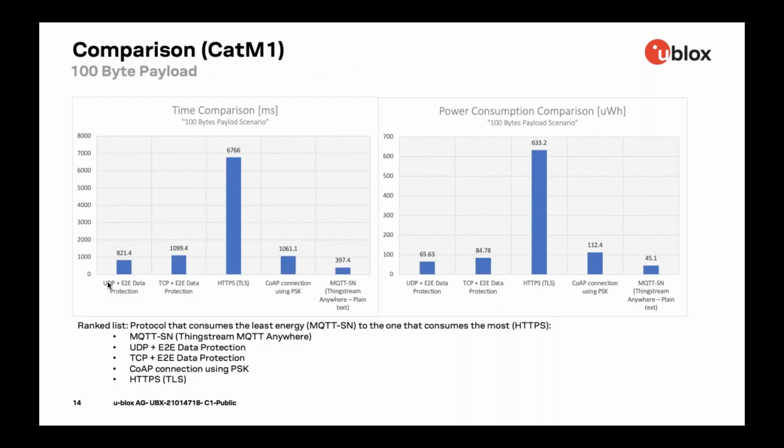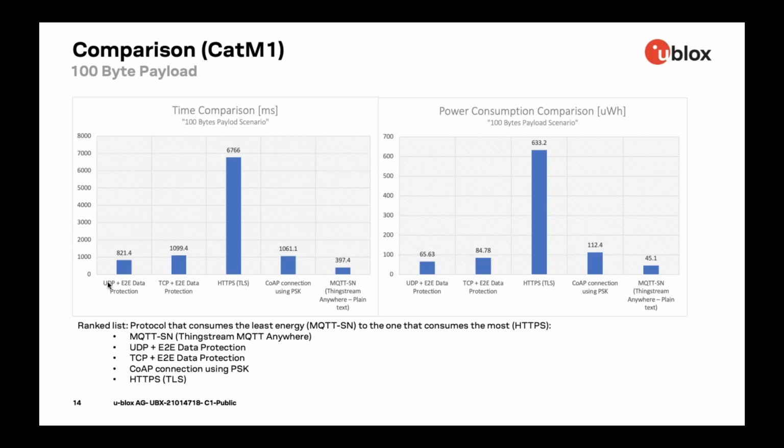So we had a look at what that time on air means. This example here is some tests that we ran using a Cat M1 modem and a 100-byte payload. And we tested with UDP using u-blox's end-to-end data protection. This is a mechanism to secure data using a private key, which is generated in the modem itself. So the u-blox SARA R5 and R422 modules have security services on them, which allow you to generate a root of trust ID that can be used for encryption of this data.